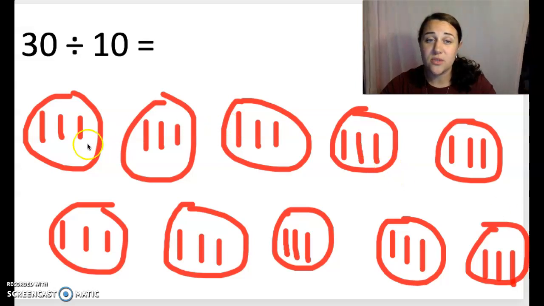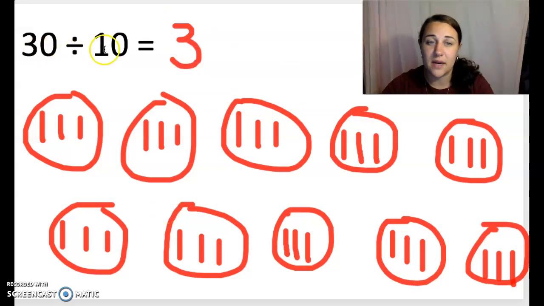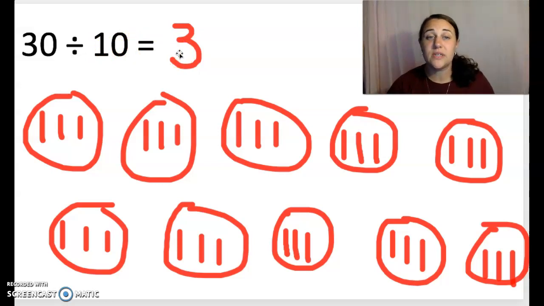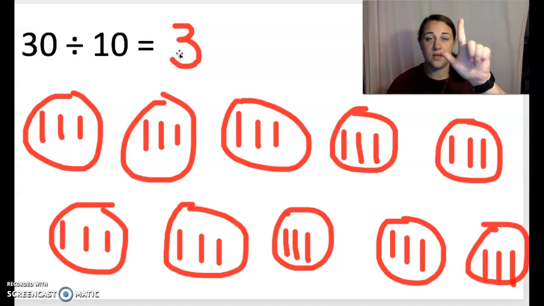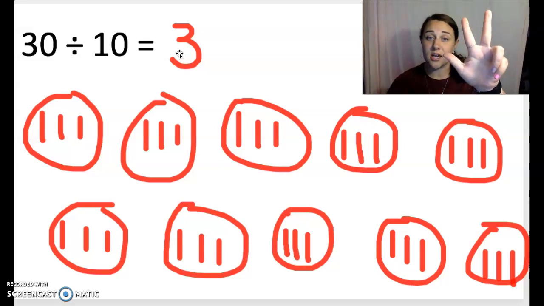So now all I have to do is count how many are in each group. Since I know this is my last one, I can just count this one. 1, 2, 3. So there are 3 in each group. So 30 divided by 10 equals 3. Now again, friends, if you're able to skip count, you can skip count by 10 on your fingers until you get to 30. So 10, 20, 30. How many fingers do I have up? I have 3 fingers up. So my answer is 3, and that's what we got here.